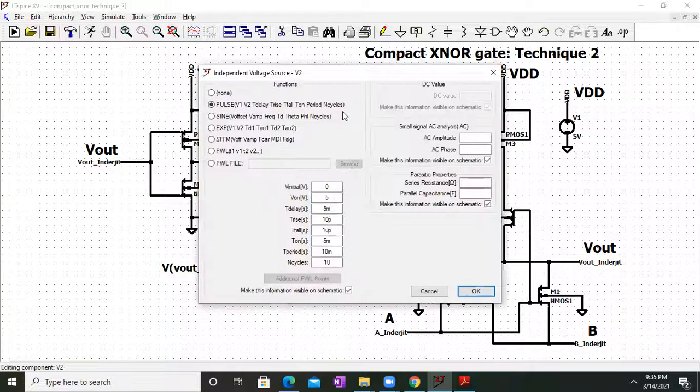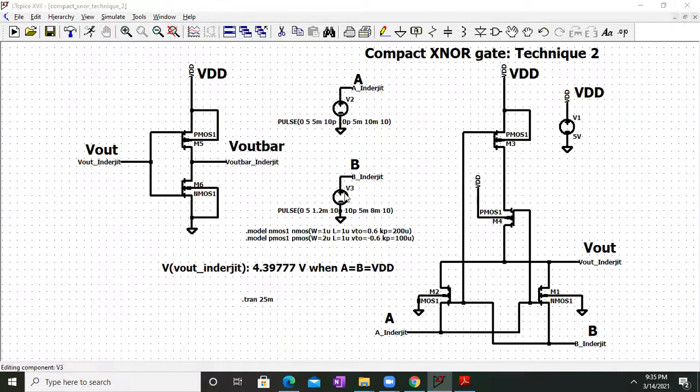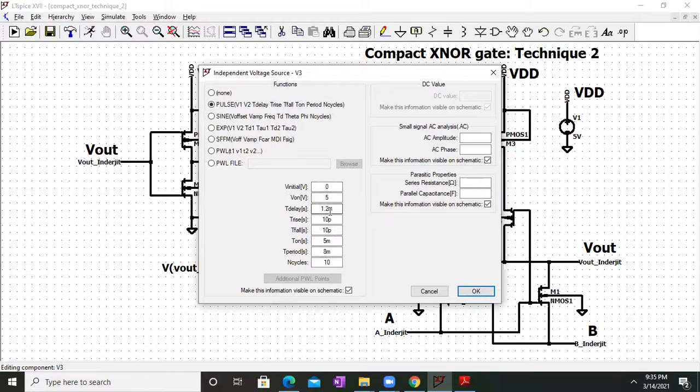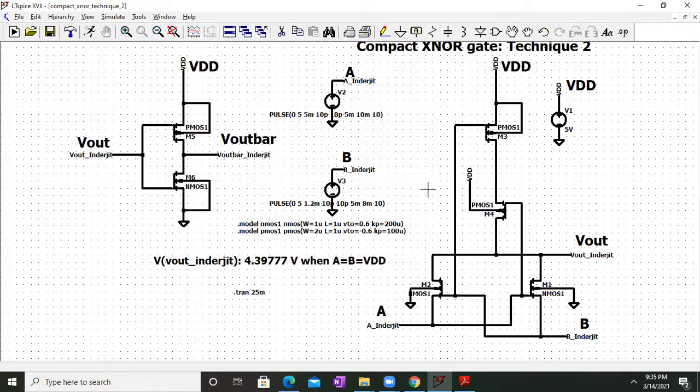Now let me just put it to full screen. So over here, the VA values are given as 0 and 5. Delay time is 5 millisecond. The pulse characteristics are given over here. Rise time and fall time are 10 picosecond. On time is 5 milli. Period is 10 millisecond, and cycles are 10. Similarly for B, we have a similar thing, except the delay time is 1.2 millisecond. Rise time and fall time are 10 picoseconds. On time is 5 milli, period is 8 milliseconds, and the number of cycles is 10. These are the specifications of A and B.